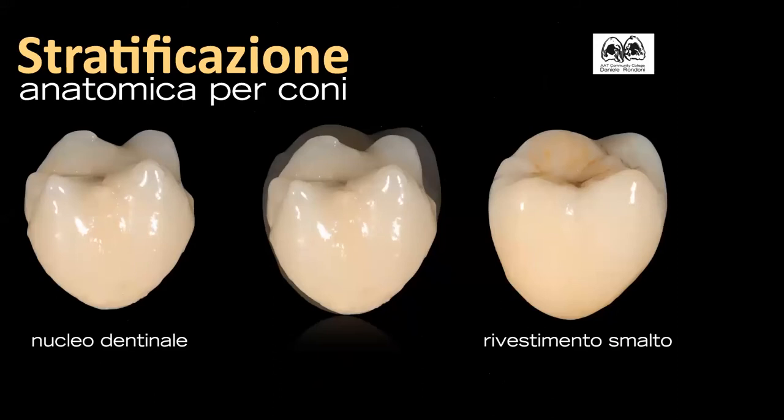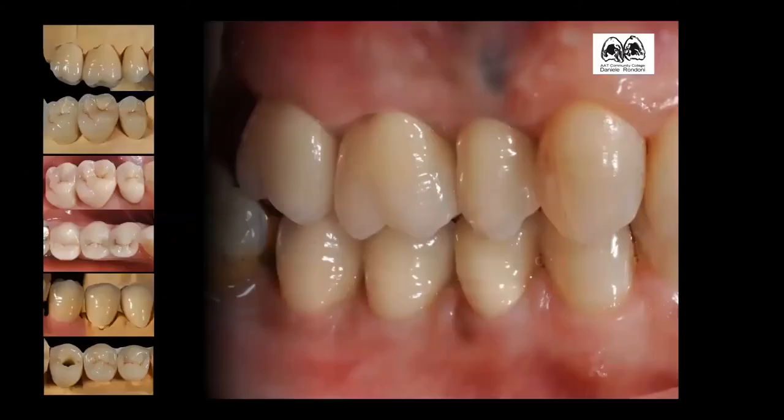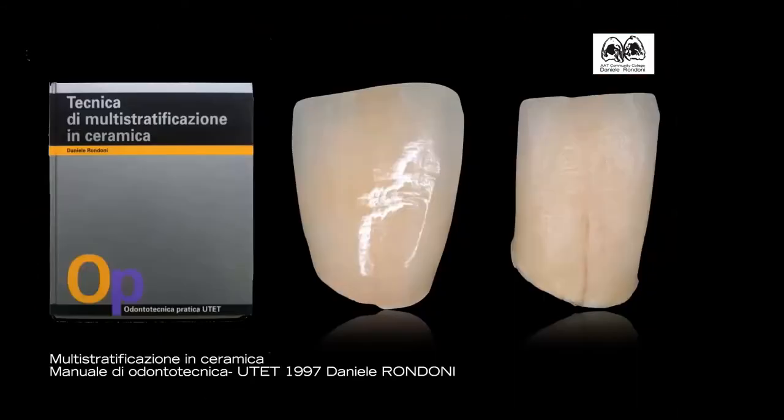Now the stratification. They are ready to be covered with ceramic. First of all, I produce the cones and then I cover them with the stratification. And here we can see a case. We see stratification by cones, depends on the color. We have a clinical case of a posterior sector in antagonism, upper and lower, where we know that the chromatic dominance has its importance.